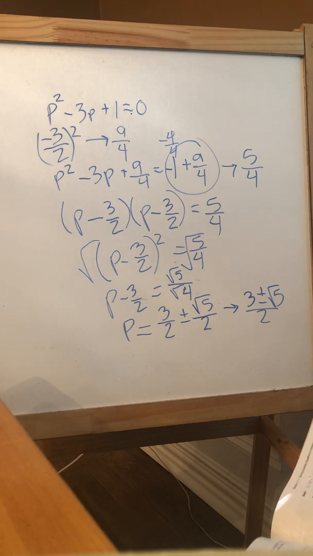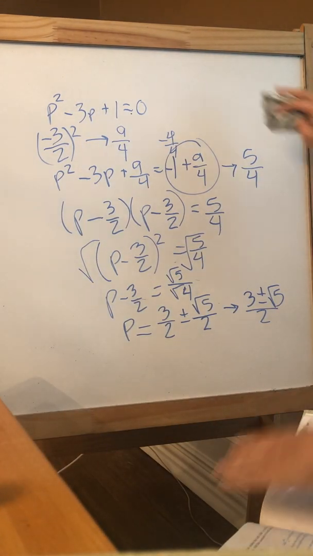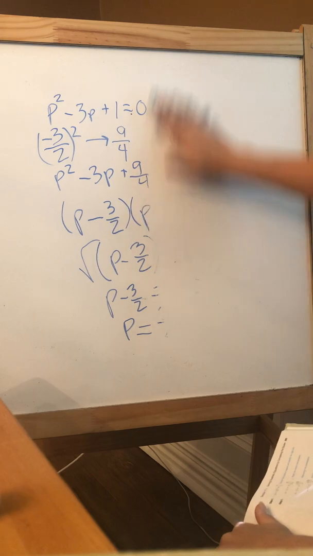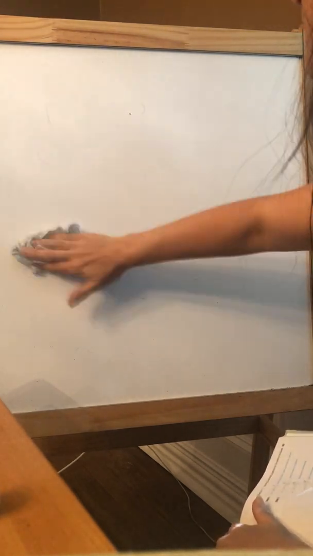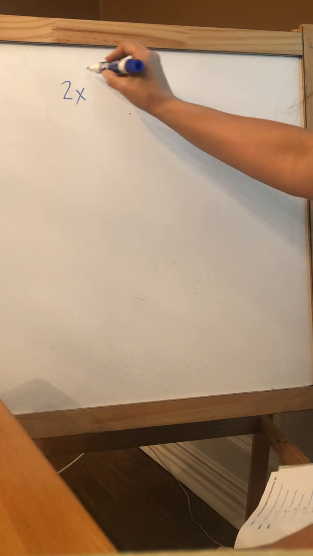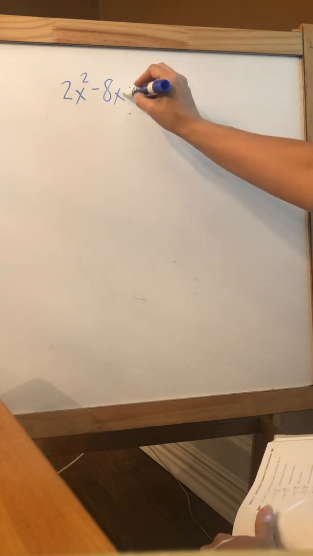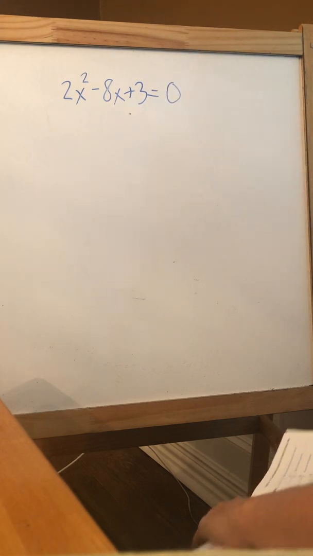All right, so let's go ahead and do example 7 now. Example 7 says solve 2x squared minus 8x plus 3 equals 0.